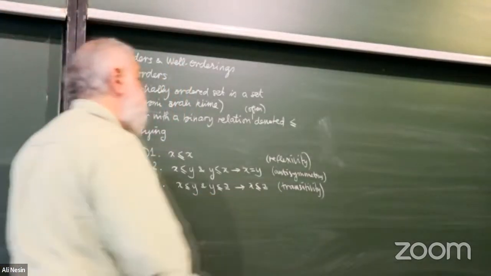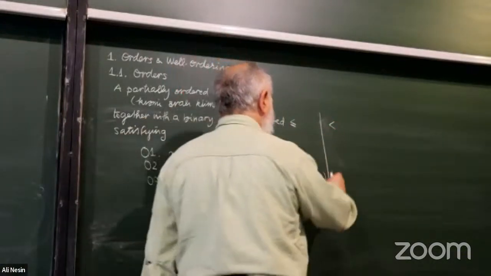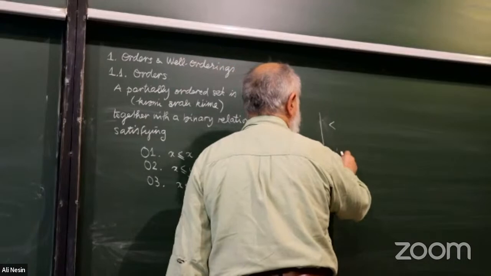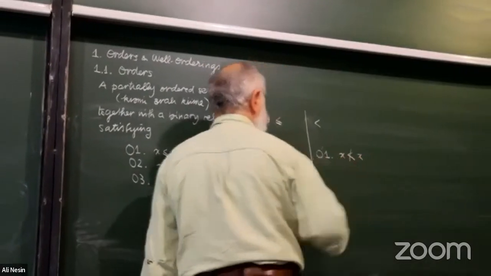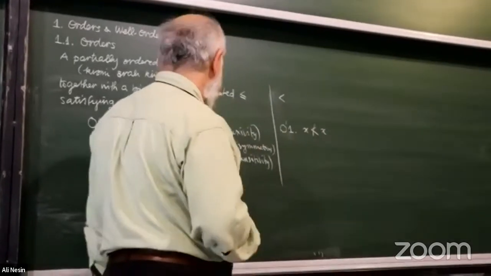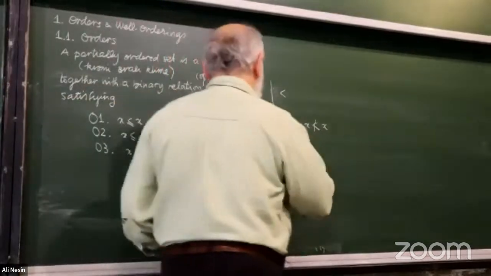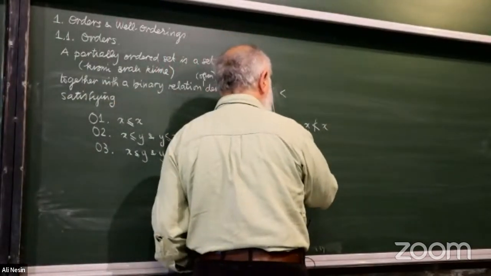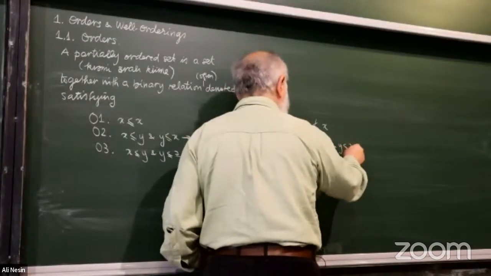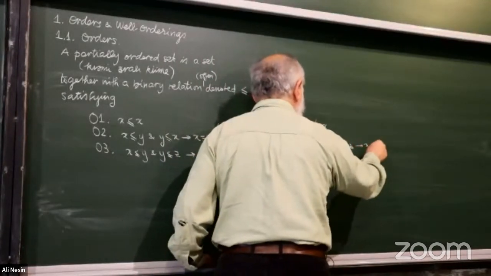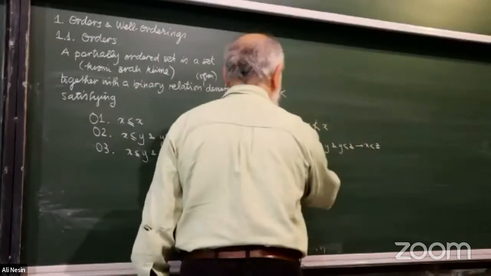If instead of this I took this, then the axioms will be the following: O prime 1, let's say, x is not less than x. This is false for any x, of course. This is also for any x, for any y, for any z. O prime 2, less. If x is less than y and y is less than z, then x is less than z. Oh, sorry, yeah, O prime 3.